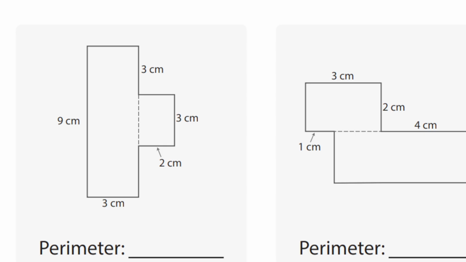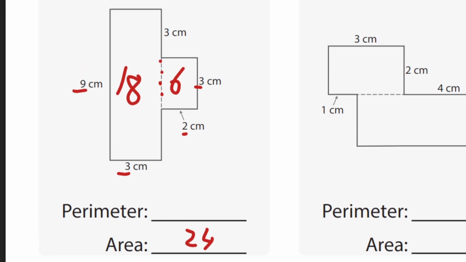Now to find this area, it's already cut here. To find the area, we find the area of this shape here, 3 times 2, 6. And the area of the big shape, 9 times 3, 18. 6 plus 18 is 24. Right? And that's it for the area.